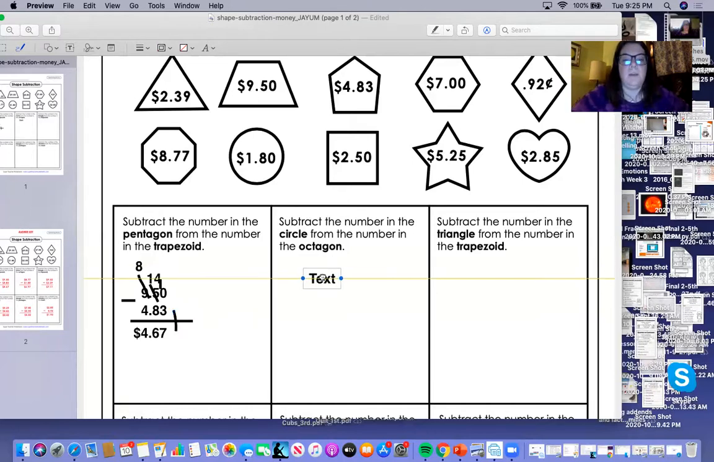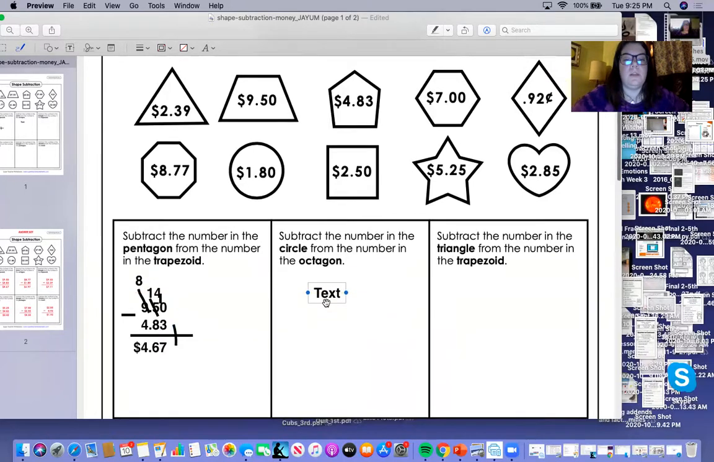Okay, do one more over here. Subtract the number in the circle from the number in the octagon. So the number in the octagon is, that's a hexagon, where's the octagon? There we go. It's our stop sign. We've got $8.77. And the number in the circle is $1.80. Okay, so I'll make sure that's about as lined up as it's gonna get.